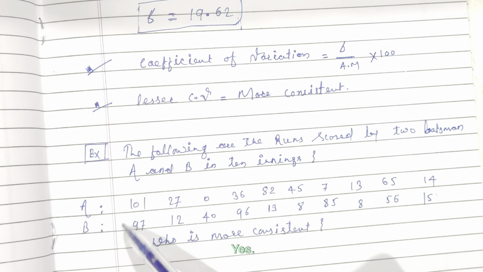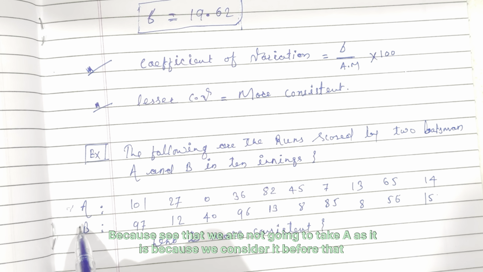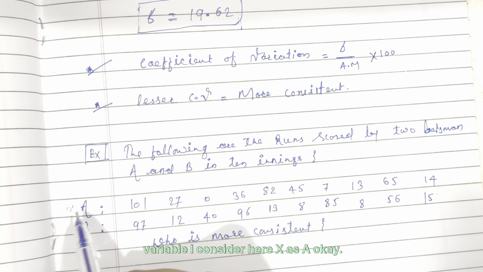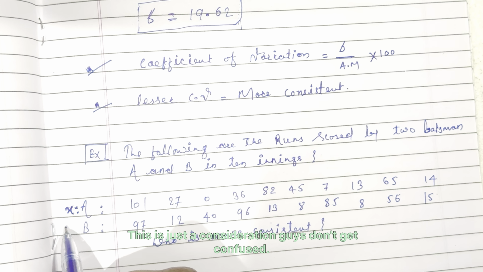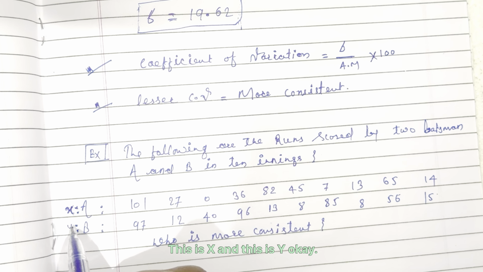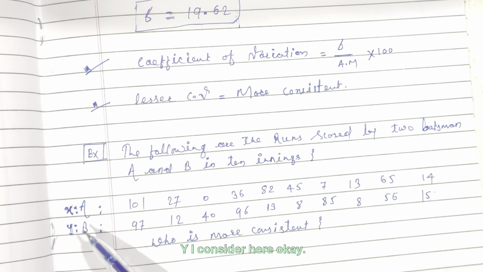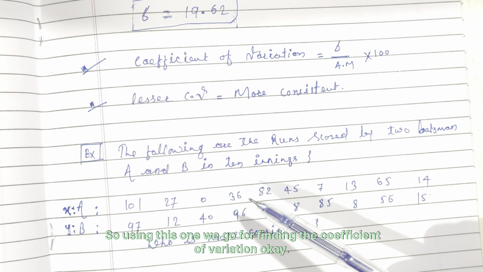Let's consider A as X. We are not going to take A as it is, because we consider some other variable for the standard deviation, in order to avoid a misunderstanding about the variable. I consider X as A. This is just a consideration guys, don't get confused. This is X and this is Y. This is the entire set of values for X, and this is the entire set of values for B, which I consider as Y. Using this we go for finding the coefficient of variation.